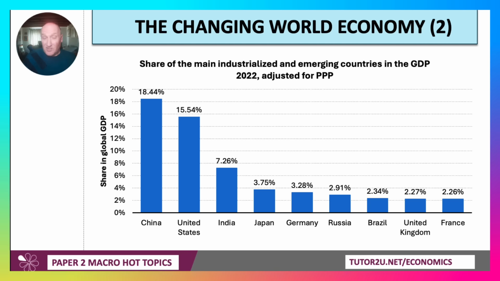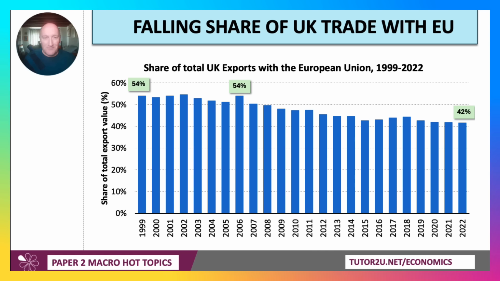India has more than 7% of the world economy, adjusted for PPP. Then Japan, then Germany, Russia. The UK comes in eighth biggest economy in the world on a PPP basis. Fortunately, just ahead of France.